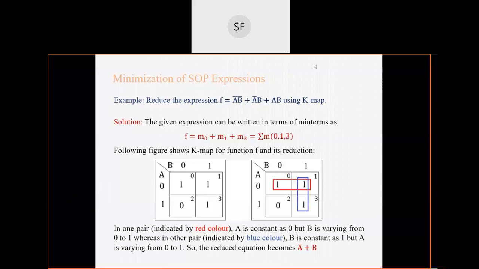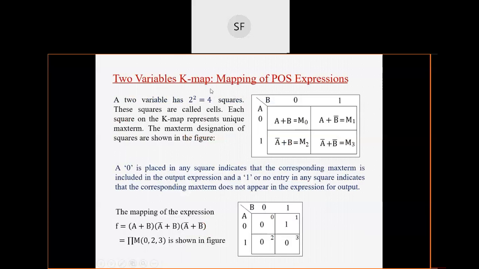Okay, so this is about two variable Boolean function minimization using K-map, the two variable K-map we have seen. Now we will proceed. The next part is two variable K-map, and we are doing mapping of POS expression, that is product of sum expressions. Now you can observe this is the generalized K-map for product of sum expressions. Okay, this representation is the same.